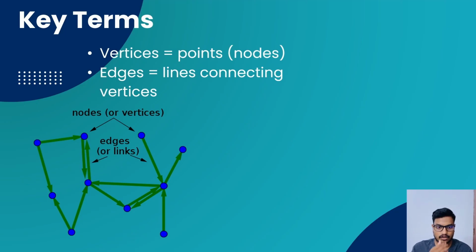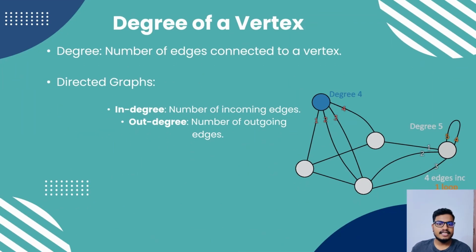Next, degree of a vertex. The degree of a vertex is the number of edges connected to it. In a directed graph, we talk about in-degree, the number of incoming edges, and out-degree, the number of outgoing edges. This is useful when analyzing things like social networks, where some people might have a high in-degree, many people follow them, and low out-degree, they don't follow many people back.